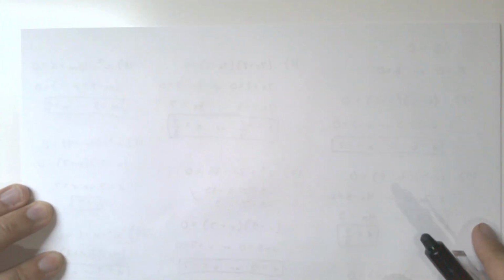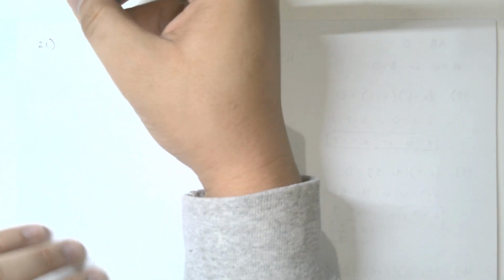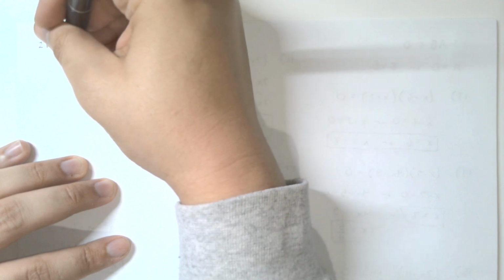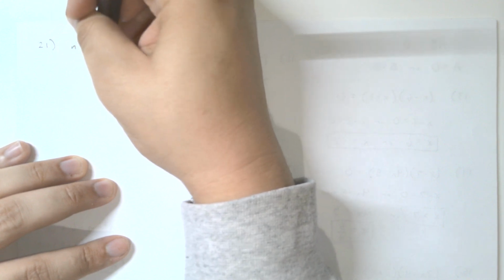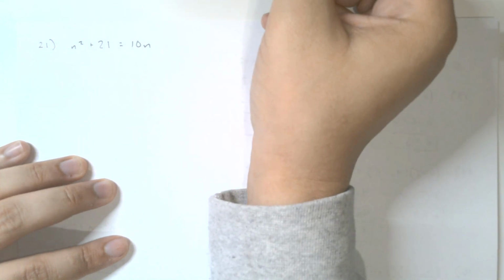All right, so that's all the room we have on that page. Let's go over to the next one. We have number 21. Now for these last four, they're not in standard form, so we want to rearrange this a little bit. For number 21, we have n squared plus 21 is equal to 10n.